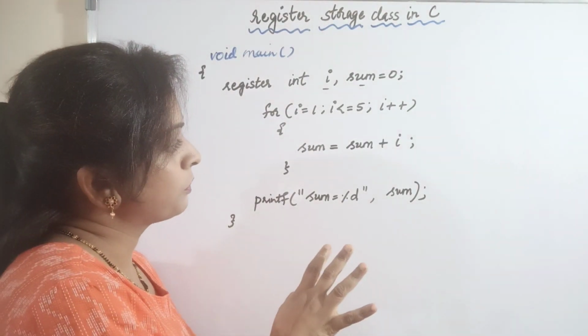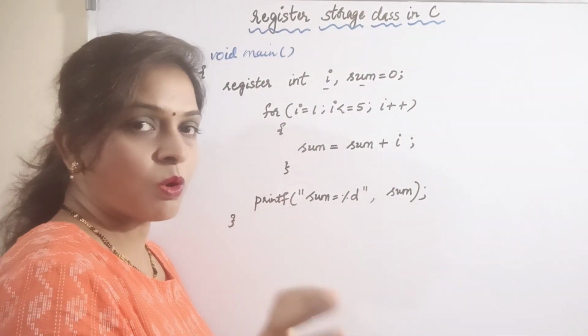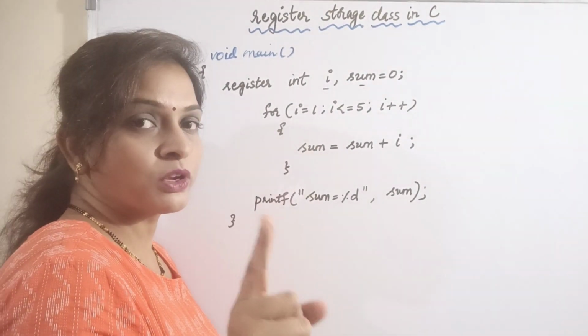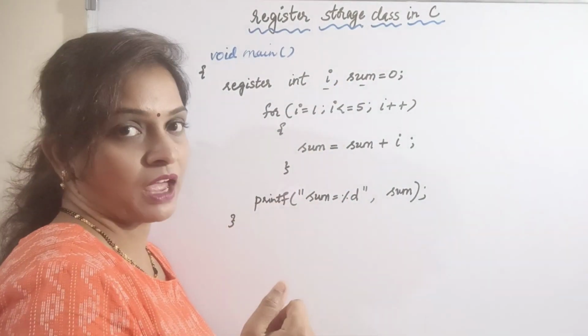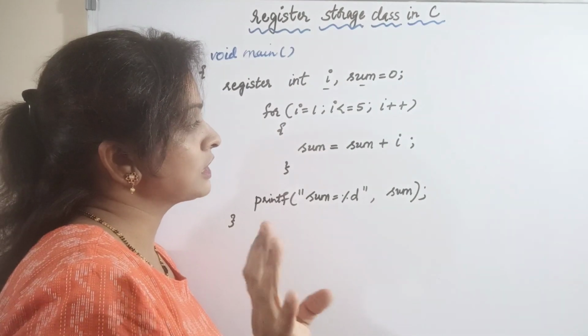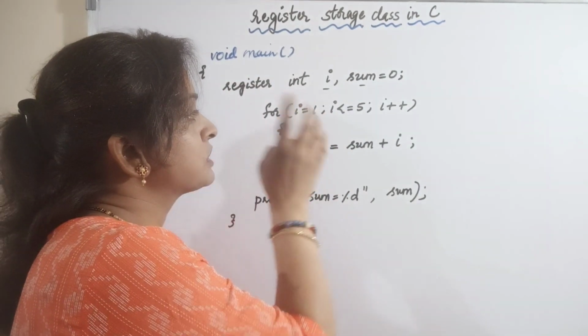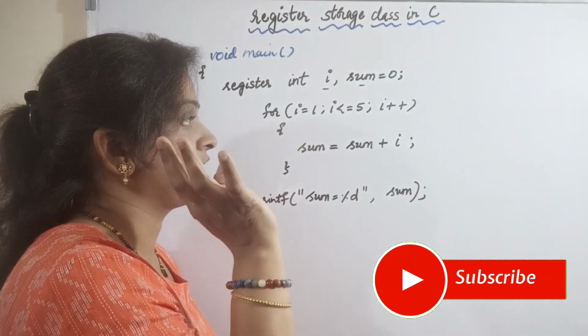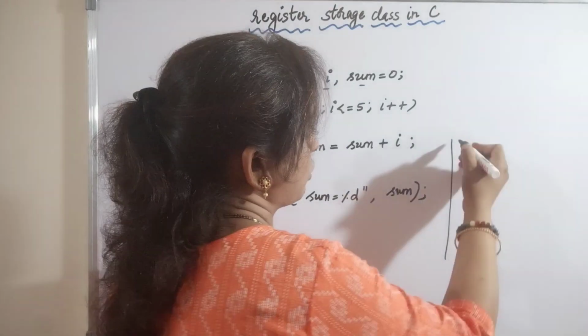The same program, if you do with auto also, you get the same output. Only thing, the compiler is going to decide the storage location of these variables that we have declared. We are just finding the sum of the numbers where the control variable I is used repeatedly, frequently. So let me draw the memory location.